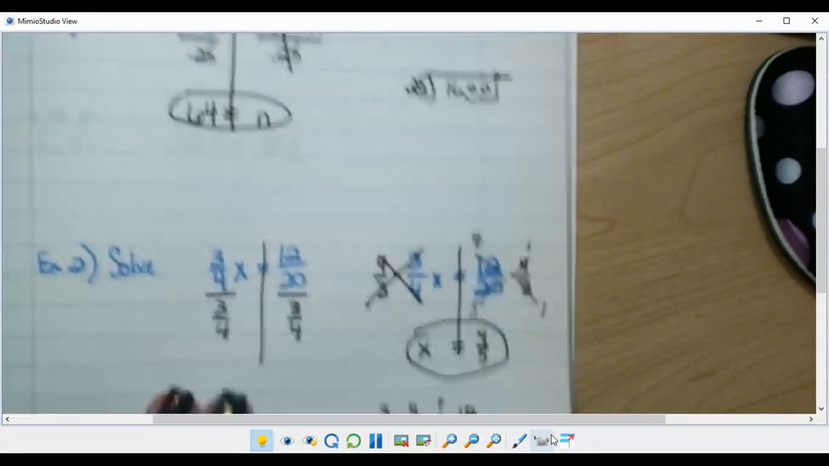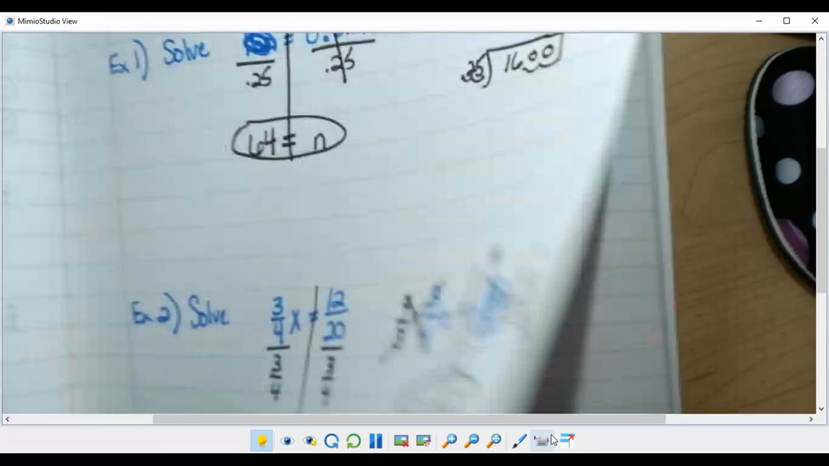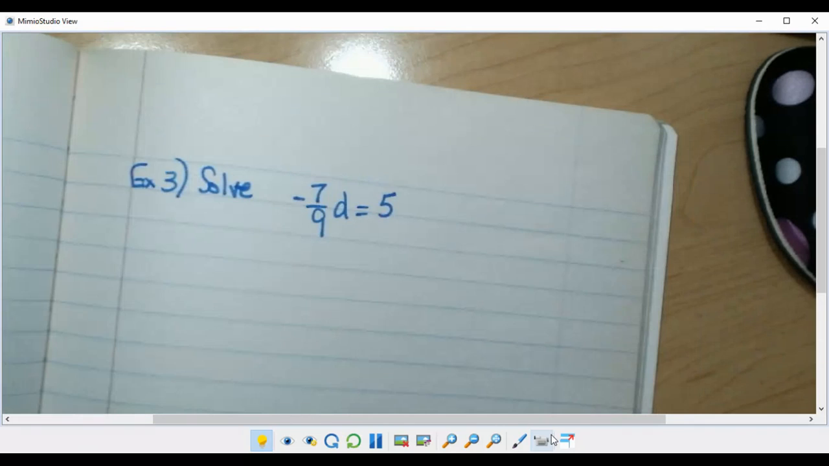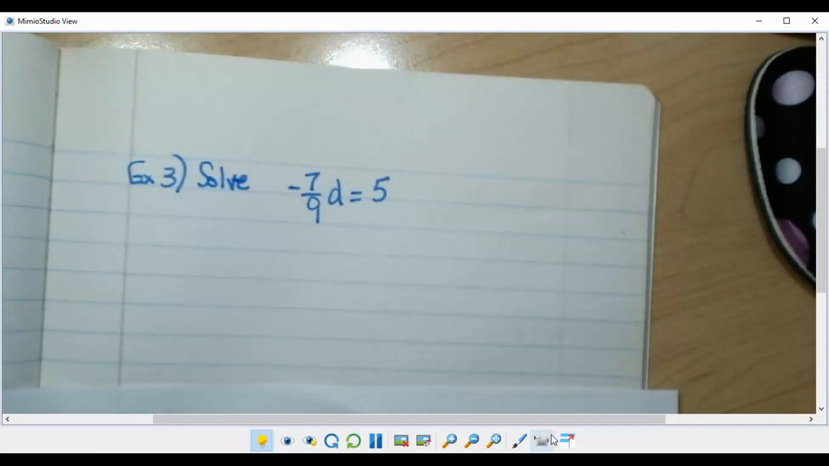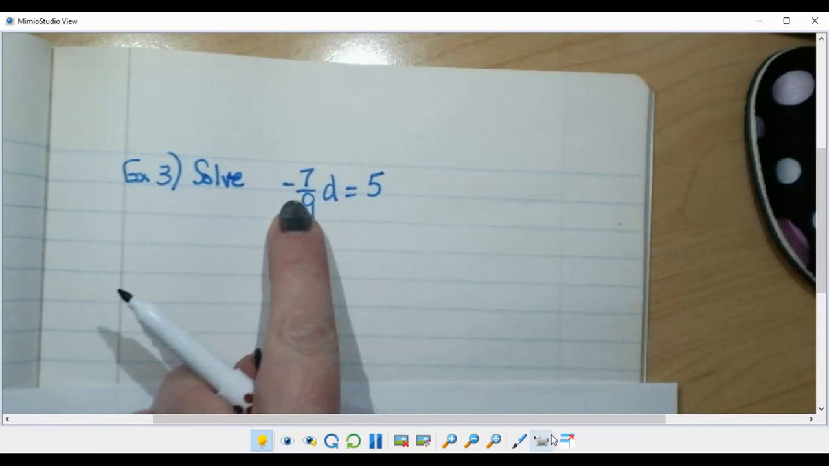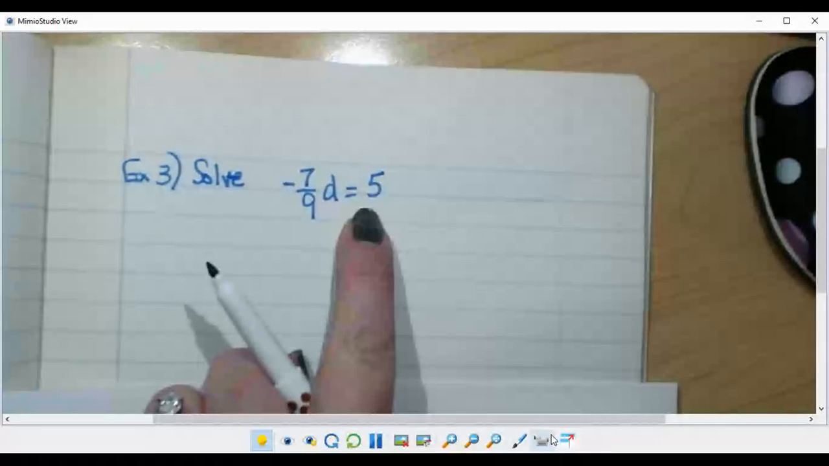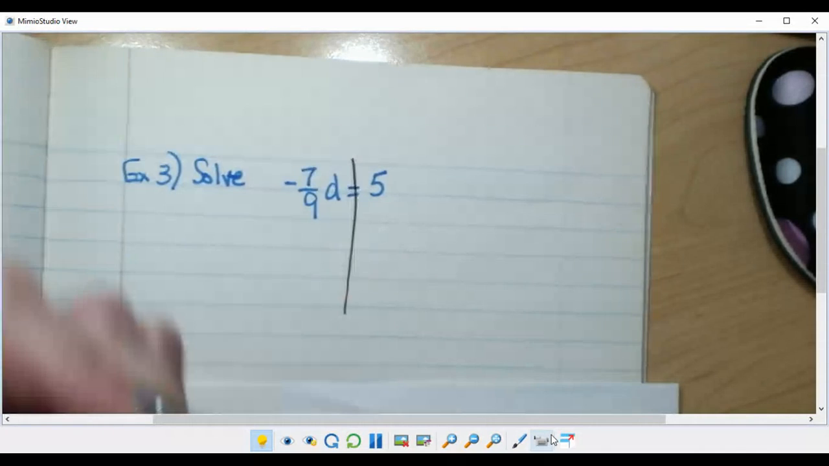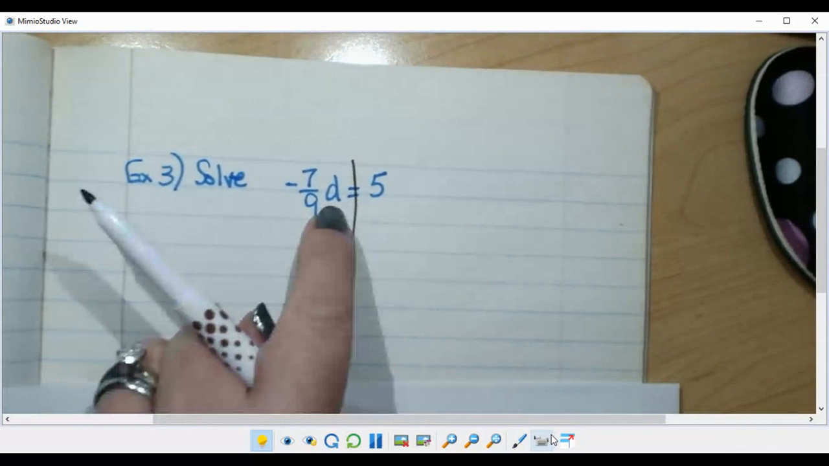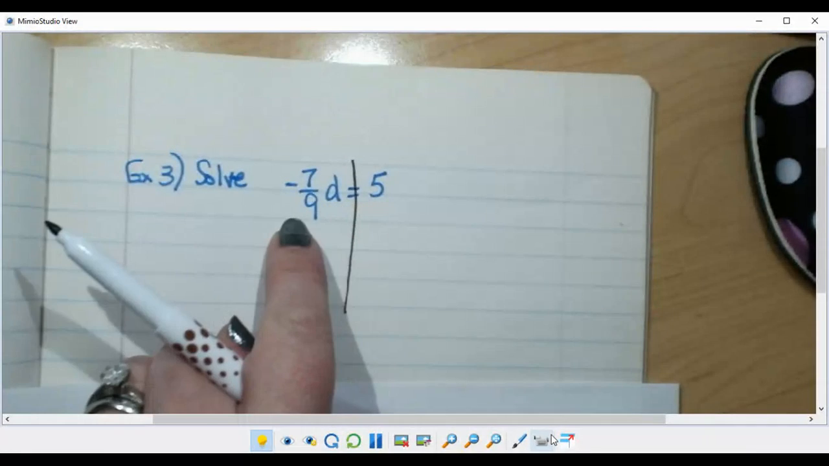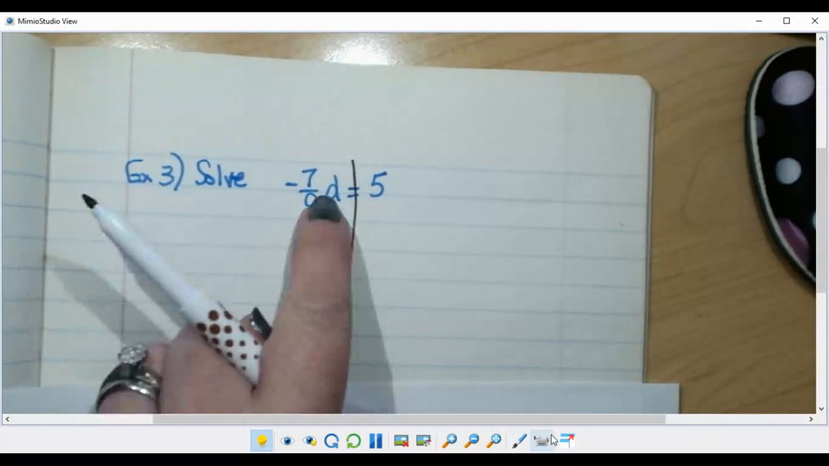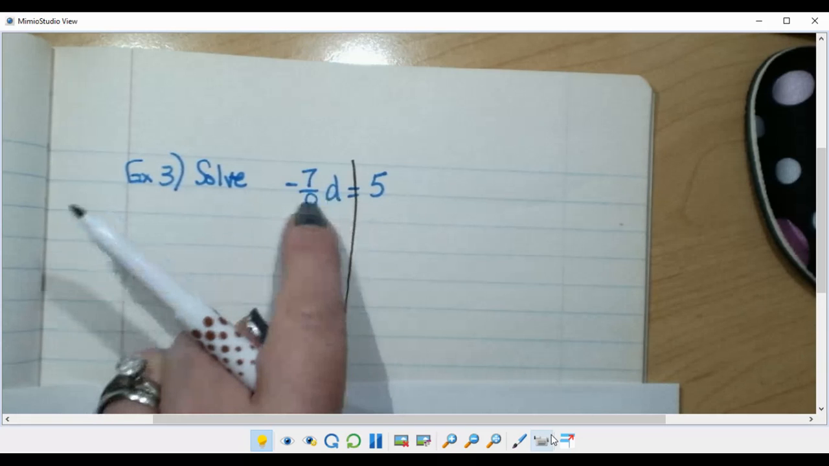Okay, I have 2 more for you. One not so bad and one that's yeek. So this one's a little bit unique in that we have a negative and we have a whole number on the other side. Same steps. Split it. What am I looking for? What's attached? How is it attached? How do I undo? So this 7/9 is attached by multiplication.